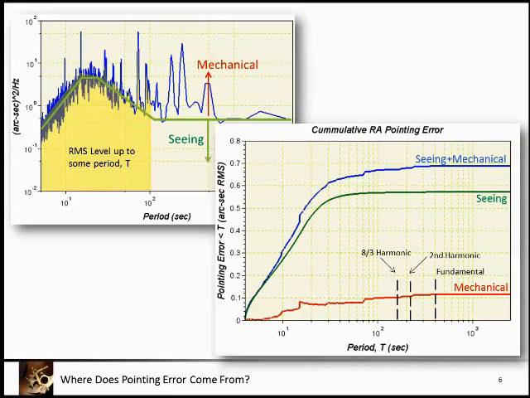The worm gear that we've been talking about, the fundamental, the second harmonic, and the 8/3 harmonic, they all live out here, but they live out here on the more or less flat portion of the curve, which is kind of interesting.